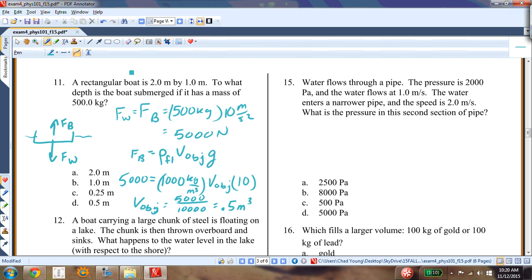Okay, but I want to know actually what is the depth. So I say 0.5 cubic meters equals the volume of the boat: 2 meters times 1 meter times the depth. And then I get 0.5 divided by 2, which is going to be 0.25. So number 11 is C.